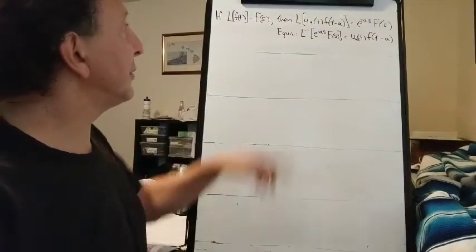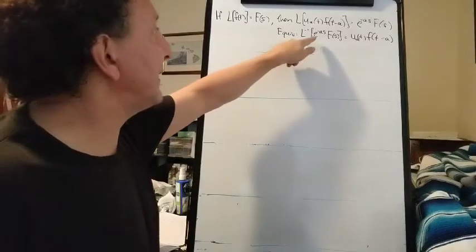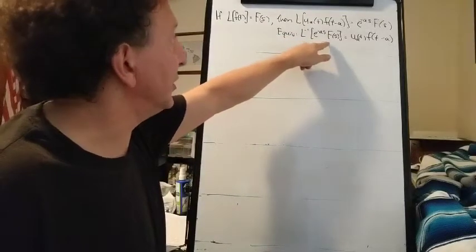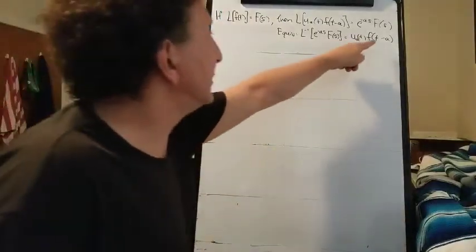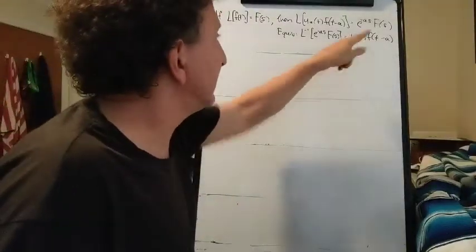And then equivalently, when we take the inverse Laplace transform of the exponential times the capital F function, we get a step function times a little f function shifted by a.